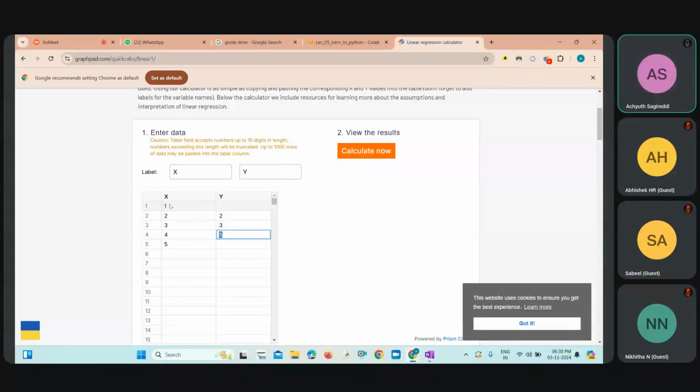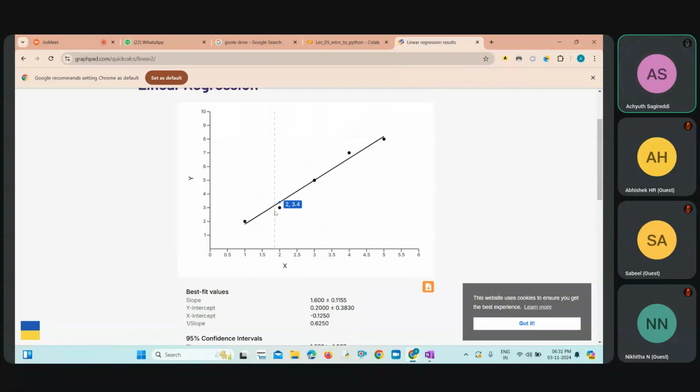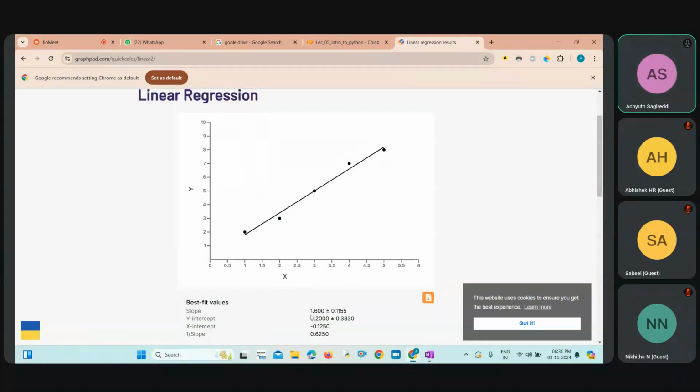So 2, 3, 5, 7, 8, right. So we'll see the values. Here the line is fitted, right? The model is fitted well, right? You can see here the slope. The slope is nothing but the m value. The m value is 1.6, right? And the y-intercept, that is c, the constant, is 0.2, right? The line is fitted well.